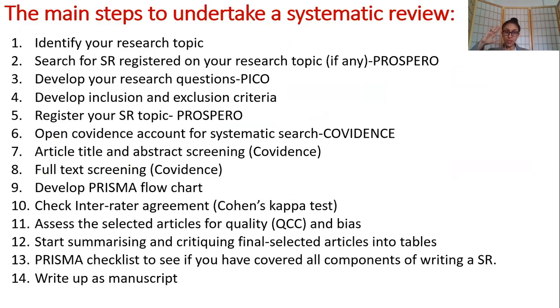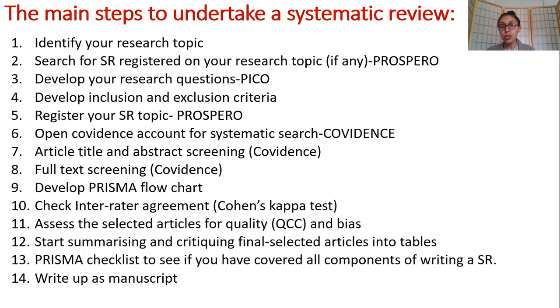So briefly, these are the key steps for undertaking a systematic review. Please be mindful that when you take a systematic review in practice, some of these steps could be interchanged, meaning, say, for example, step number 8 being done first and then a few steps done later. So there may be a few minor tweaks, but basically a robust systematic review will ensure that they are covering all of these components in undertaking a systematic review.